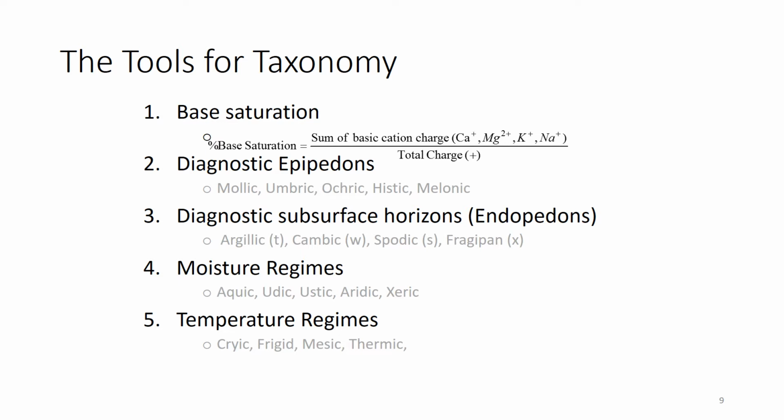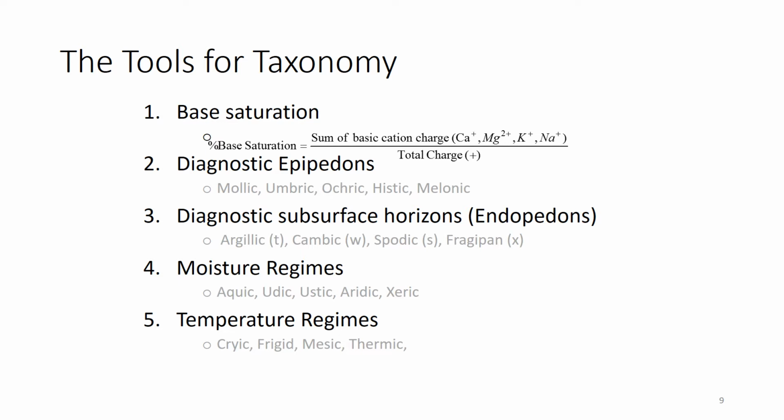There are diagnostic epipedons that we've talked about: mollic, umbric, ochric, histic, melanic. Then diagnostic subsurface horizons, or endopedons. Argillic goes with the little t. When we have clay accumulation, we have an argillic endopedon. When we have weak development, or the little w, we have cambic endopedons. When we have a lowercase s, then we have a spodic endopedon. When we have a little x, we have a fragipan endopedon. We'll go over those in greater detail.